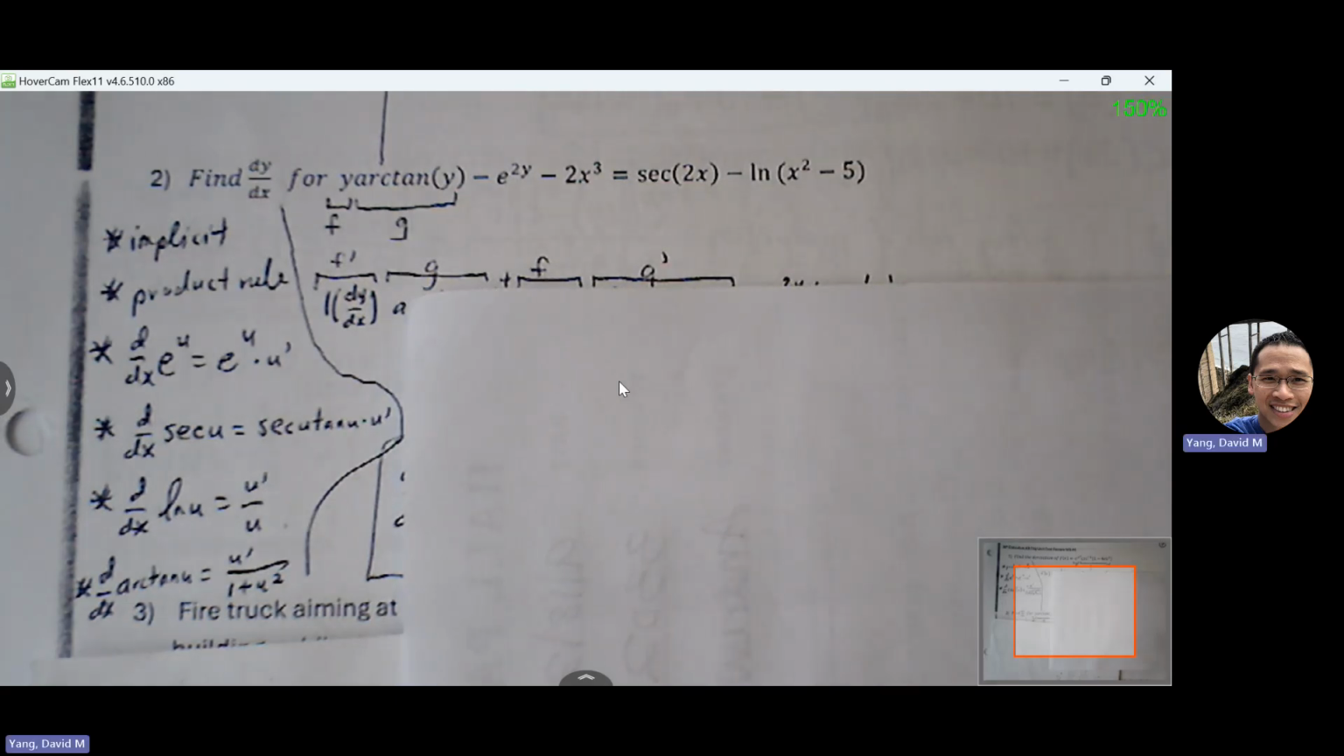Okay, just to remind you, a couple of rules involved here. e to the u is e to the u times u prime. Secant is secant u tangent u times u prime. Natural log is u prime over u. Arctangent is u prime over 1 plus u squared.